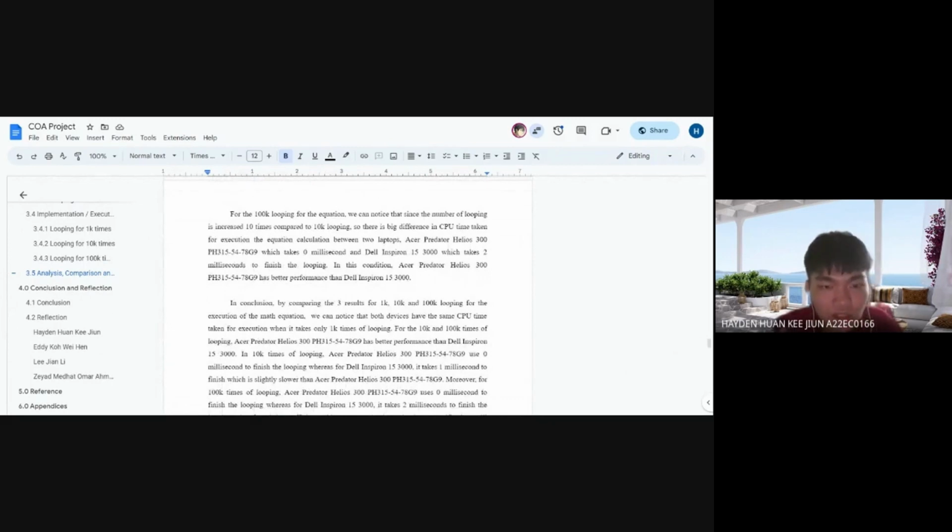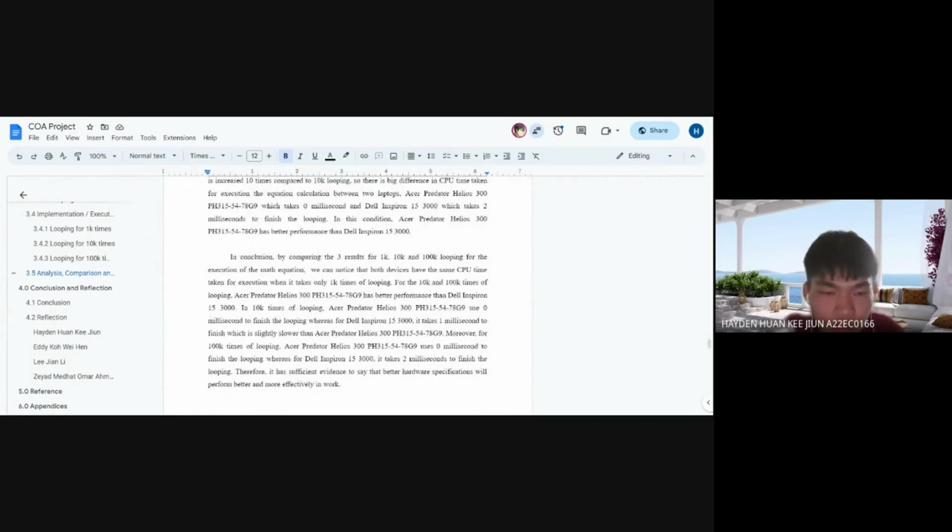Then for the last program that we run, which is 100K times of looping for the equation, we can also see that since the number of looping is increased 10 times compared to 10K looping, there's a big difference in CPU time taken for the equation calculation. The Acer still maintains 0 milliseconds and the Dell needs 2 milliseconds to finish the looping. So in this condition, Acer Predator has better performance than Dell Inspiron.